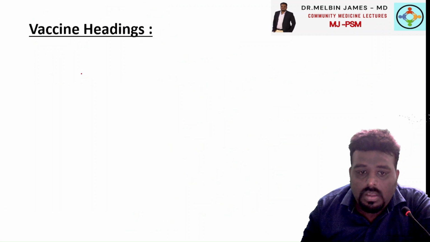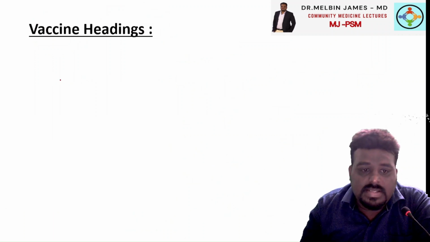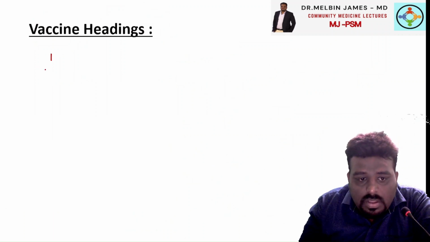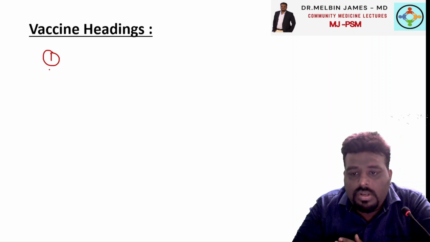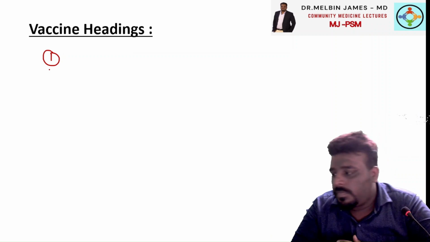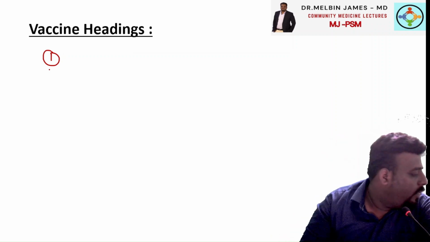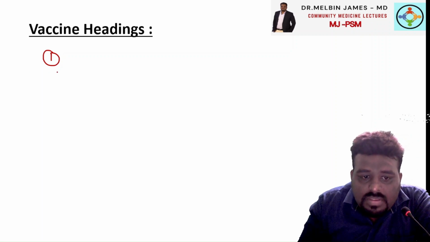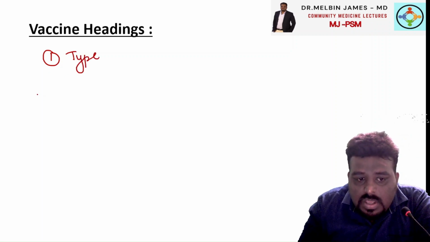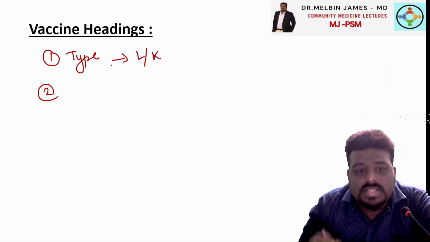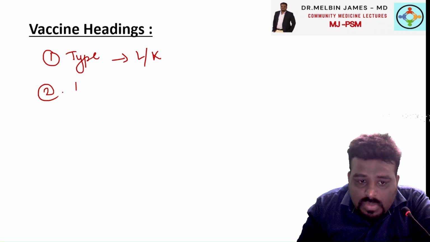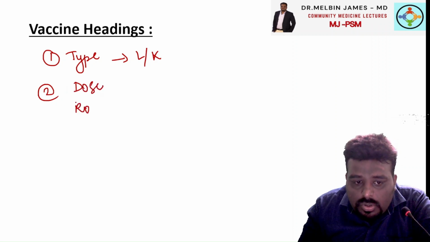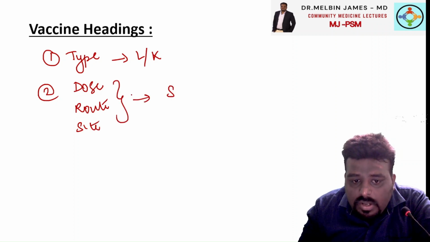So it is only eliminated. Before starting any vaccine, what are the headings you must know? You will be asked in your spotters or viva about any vaccine. First, you must know the type of the vaccine, whether it is a live or killed vaccine. This is very important. Whichever vaccine you are studying, you need to know its type. What is its dose, route, and site? All these three things come under a broad heading called schedule.